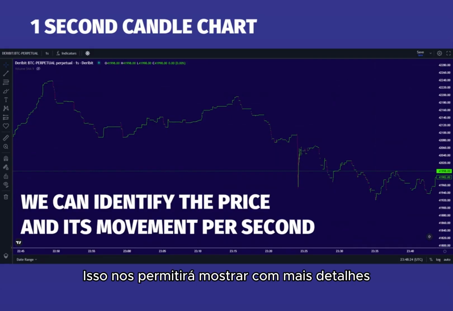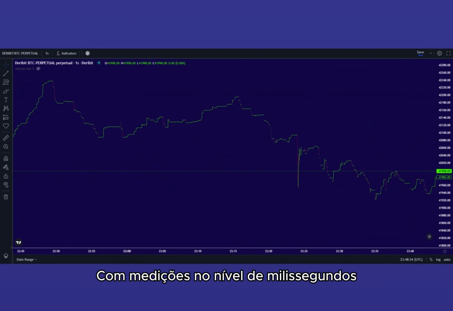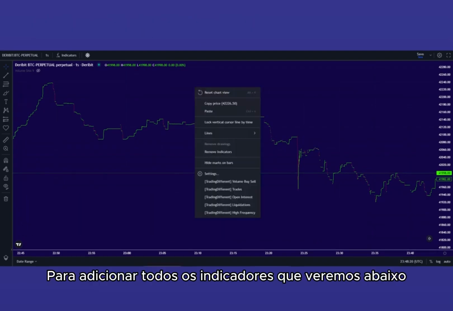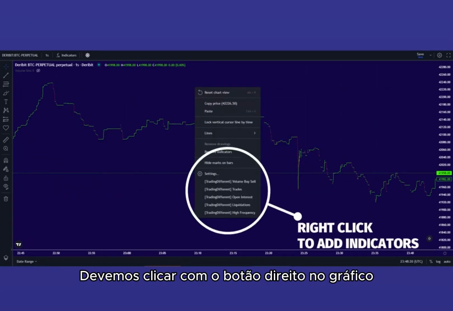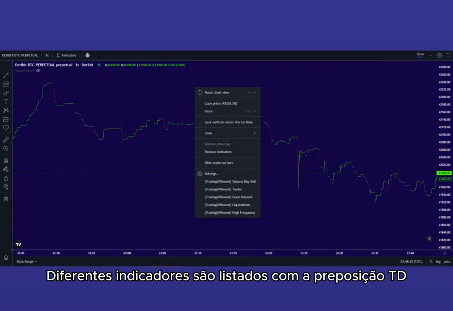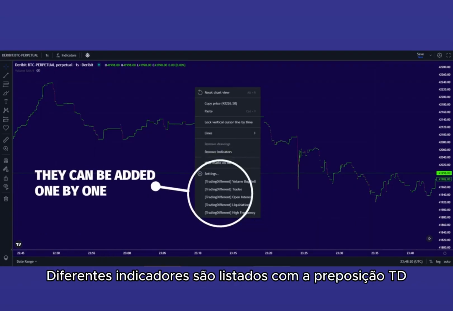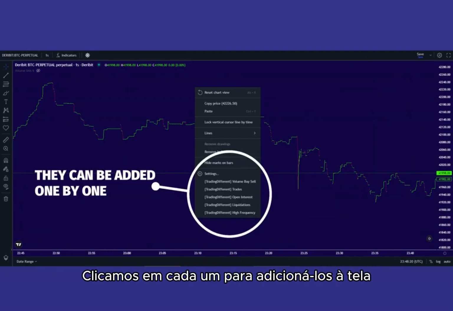This will allow us to show in greater detail the events within each 1-second candle with measurements at the millisecond level. To add all the indicators that we will see below, we must right-click on the graph, and the list will appear. All trading indicators are listed with the prefix TD. We click on each one to add them to the screen.